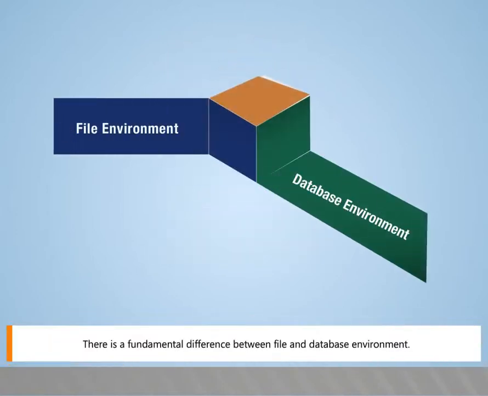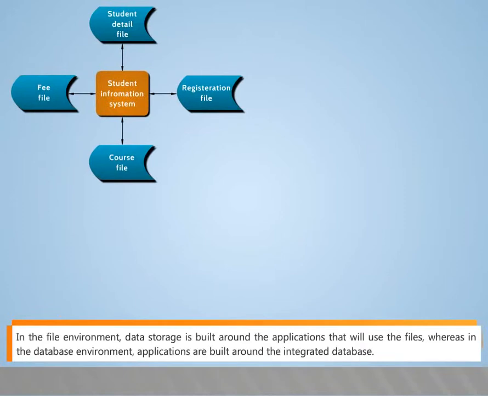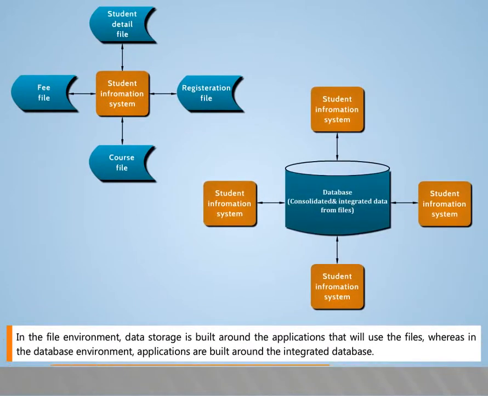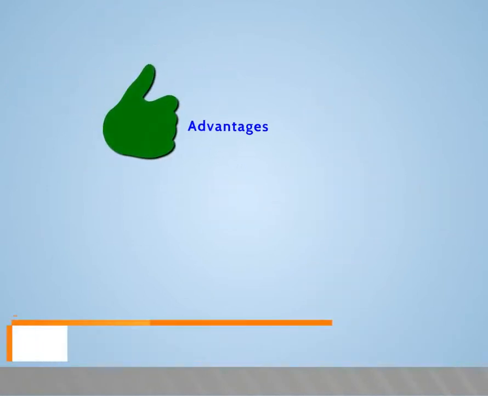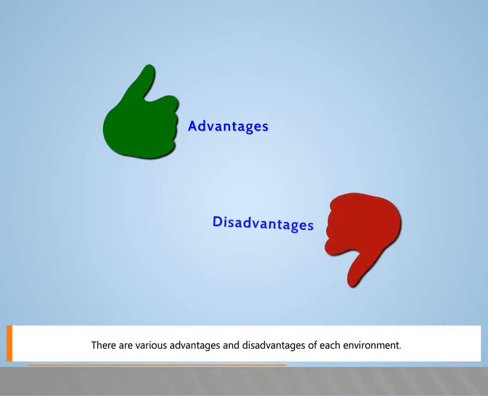There is a fundamental difference between file and database environment. In the file environment, data storage is built around the applications that will use the files, whereas in the database environment, applications are built around the integrated database. There are various advantages and disadvantages of each environment.